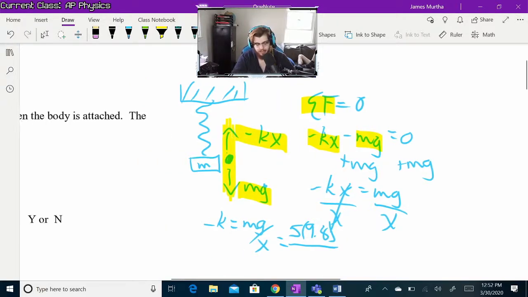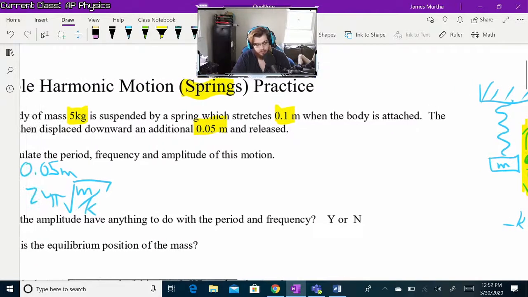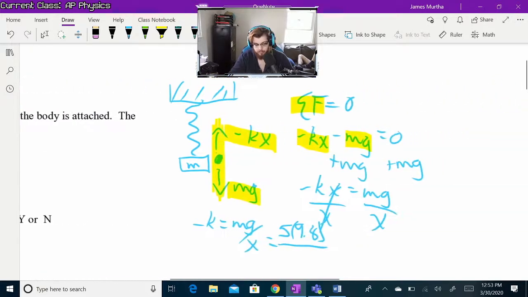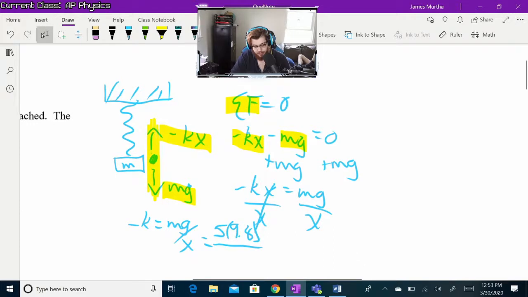So if we look back to the problem, we can remember that when we put the mass on the spring, it moved 0.1 meters. So that right there is what our x is. That's how far the thing has moved from equilibrium. Meaning that we have this all divided by 0.1.